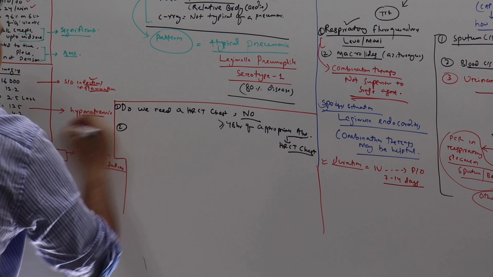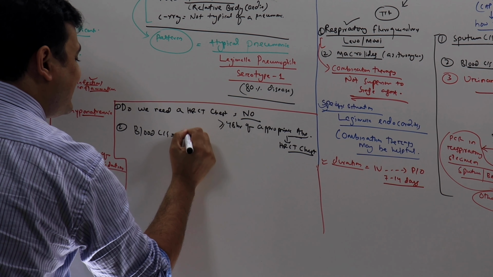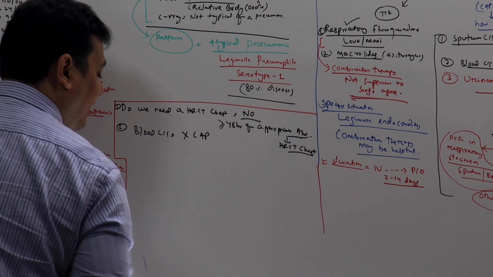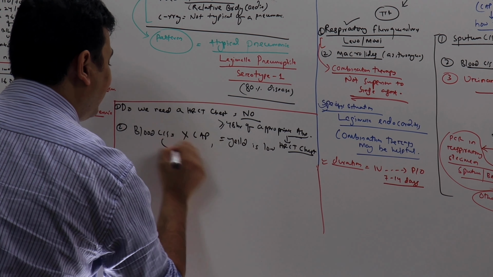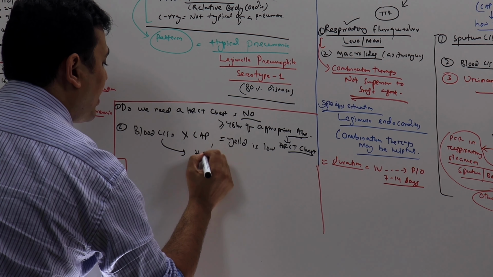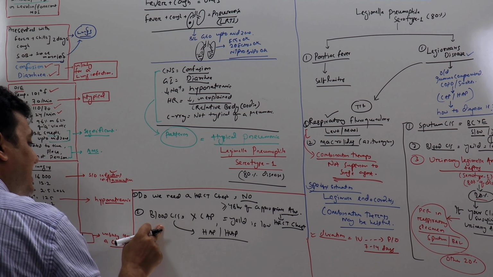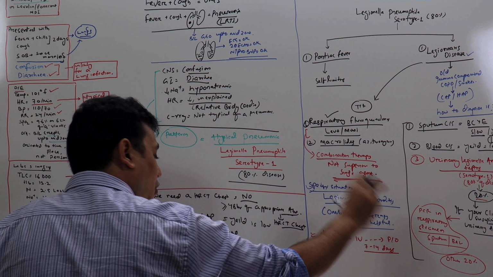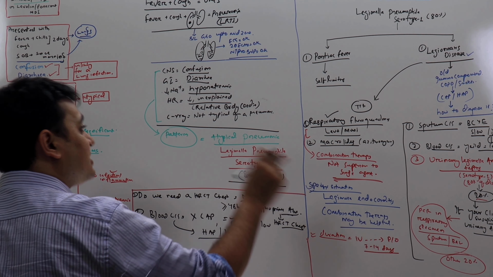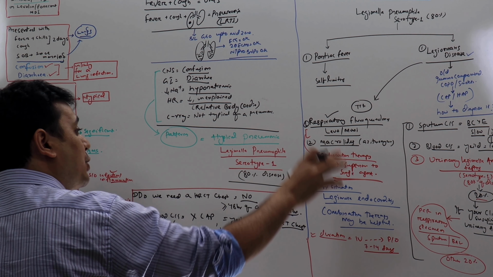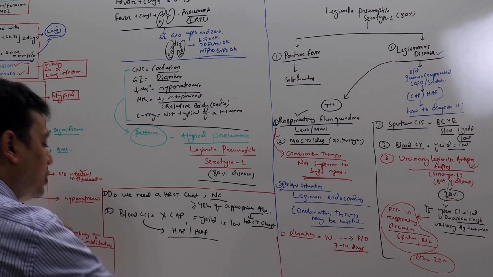Number two, blood culture. Blood culture is not indicated in community-acquired pneumonia because yield is low. It is especially recommended in hospital-acquired pneumonia or healthcare-associated pneumonia. So in this case, blood culture yield is low. We do not do it. Sputum culture is usually done in community-acquired pneumonia in some cases, but here also it requires a specific culture media and the yield is very low. We do not use it.